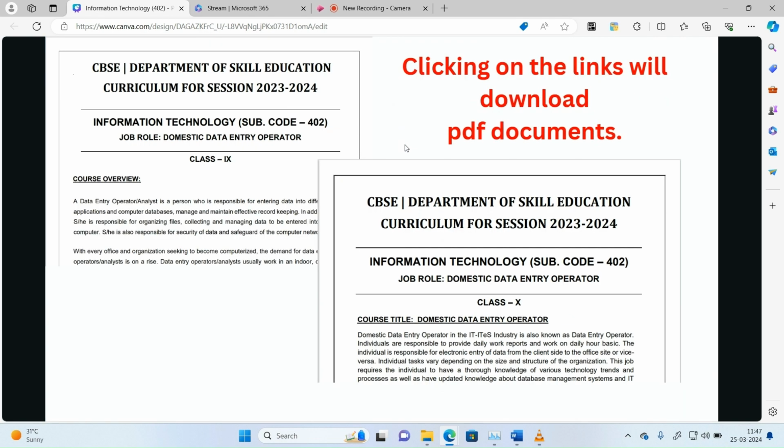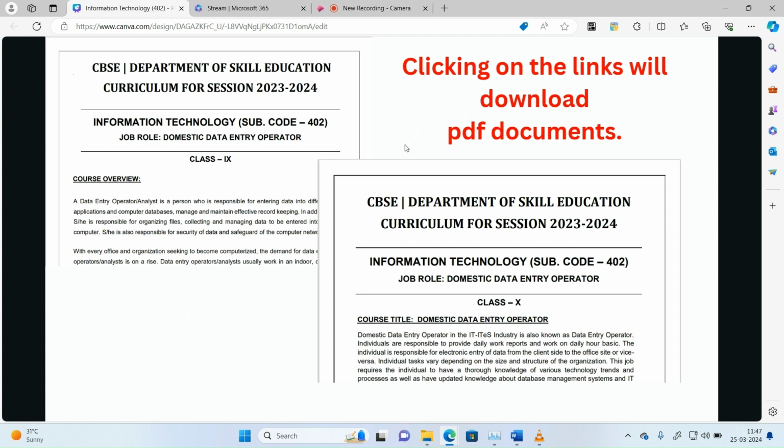And you can see here, clicking on those links, this is class 9 syllabus, this is class 10 syllabus. That PDF document is quite lengthy, where they have in detail specified all the necessary things about the course overview, the job role, the pattern of question paper and practical exam paper pattern, and various things in that subject. Topic wise, chapter wise, session wise syllabus has been explained in detail.